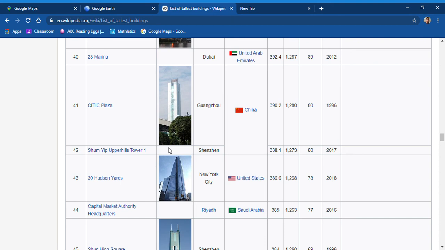Shum Yip Upperhills Tower 1, no picture. Shenzhen, China, 388.1 meters, 1,273 feet, 80 floors, 2017.